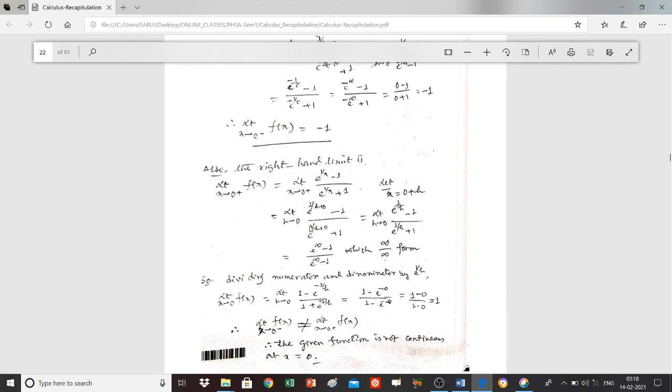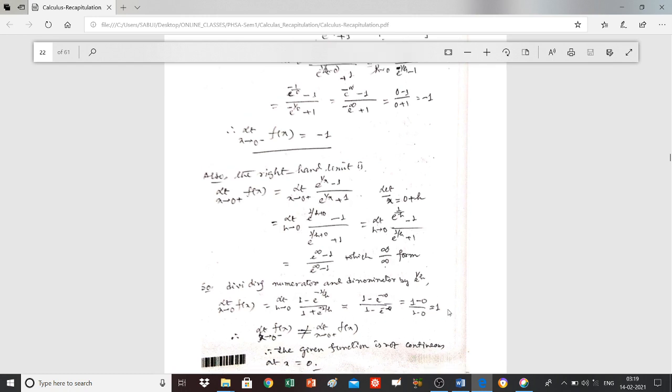In this way you cannot calculate the value of the limit. To find the value of the left and right hand limits, you have to take this term and multiply, or divide, the numerator and denominator by e to the power 1 by h. That will give you limit h tends to 0 of 1 minus e to the minus 1 by h, over 1 plus e to the minus 1 by h. After that you can find the value of the right hand limit as 1.